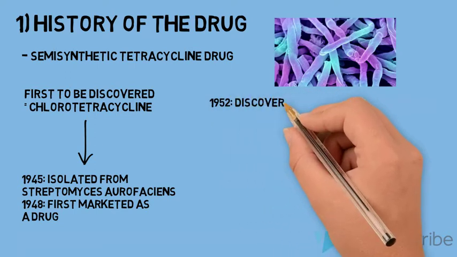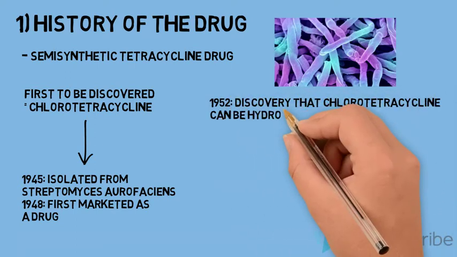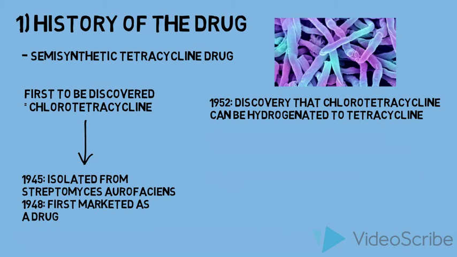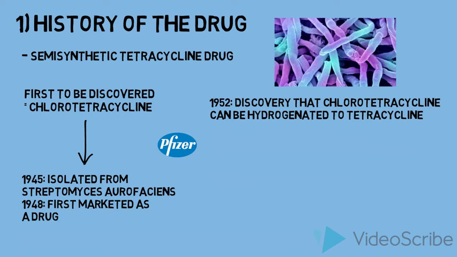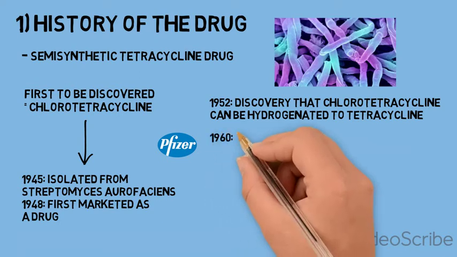In 1952, it was found that you could hydrogenate chlortetracycline under mild conditions using hydrogen with a palladium and carbon catalyst and produce tetracycline itself. Pfizer was the first company to isolate oxytetracycline from Streptomyces rimosus in the soil near their Indiana plant.